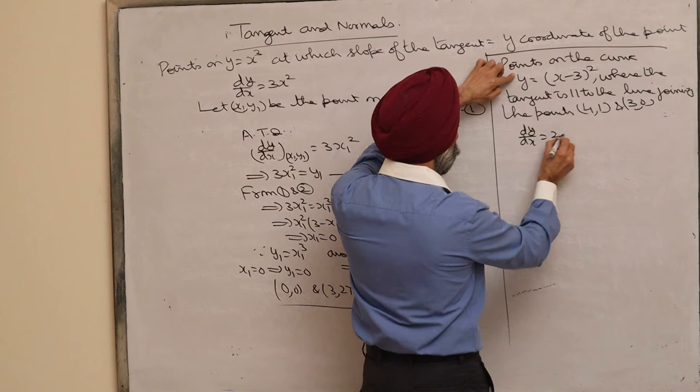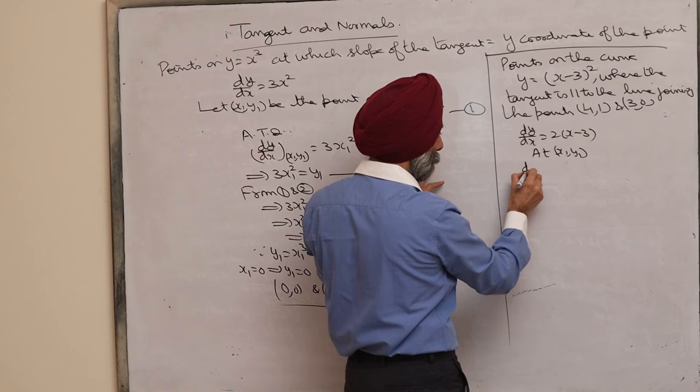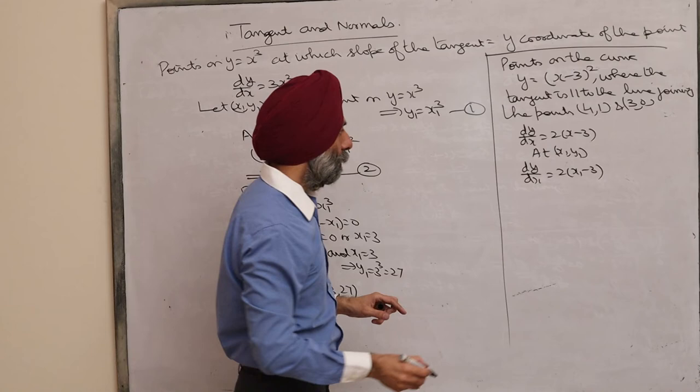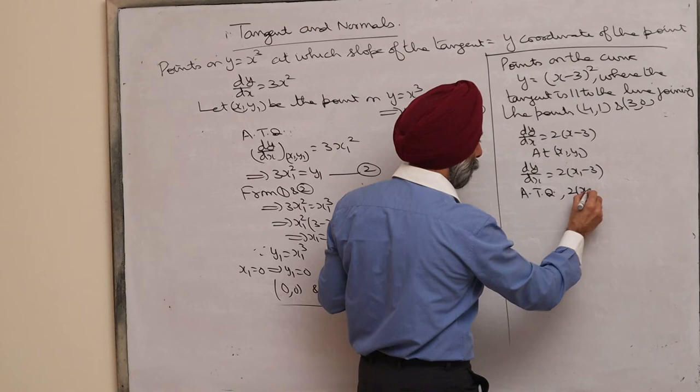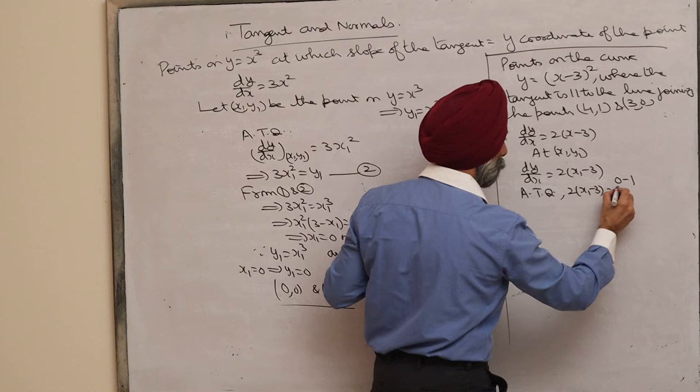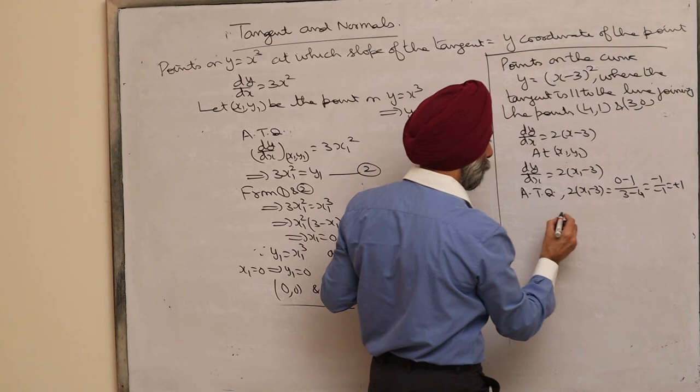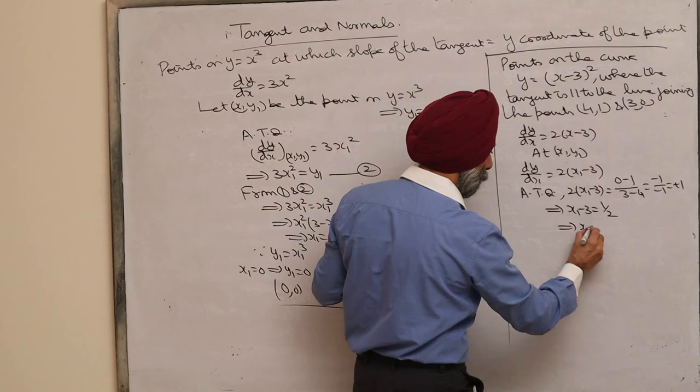So again you can see here dy over dx is equal to 2 times of x minus 3. At x1, y1, the point on the curve, dy over dx is equal to 2 times of x1 minus 3. Now, according to the question, 2 times of x1 minus 3 is equal to, because it is parallel to the line joining, y2 minus y1 over x2 minus x1, which is your minus 1 over minus 1, which is your plus 1. So this implies x1 minus 3 is equal to half, or this implies x1 is equal to 3 plus half, which is your 7 by 2.